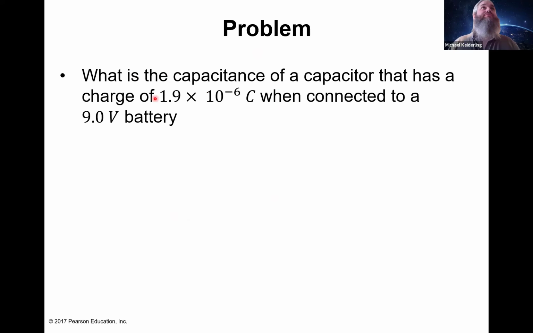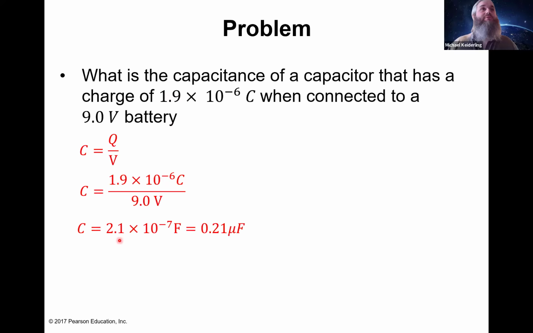Now here, let's say we have a capacitor that we find has a charge of 1.6 times 10 to the minus 6 coulombs when it's connected to a 9-volt battery. Well, capacitance is charge over voltage. So that will be 1.6 times 10 to the minus 6 coulombs over 9 volts, which will be 1.8 times 10 to the minus 7 farads, or about 0.18 microfarads.